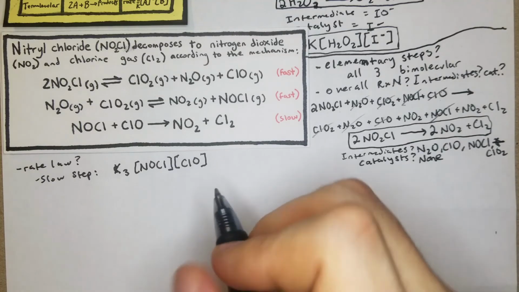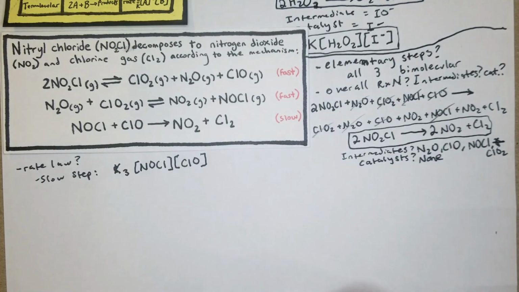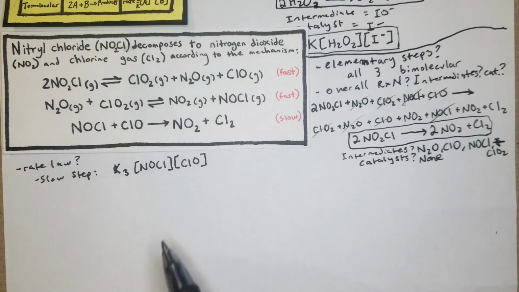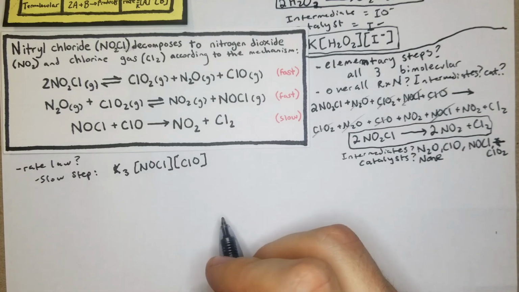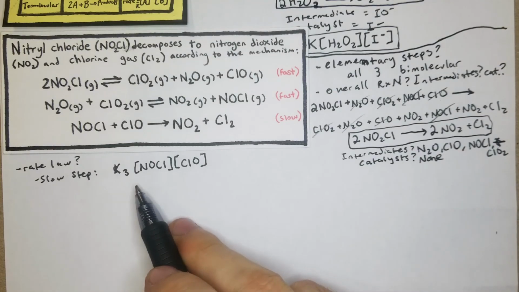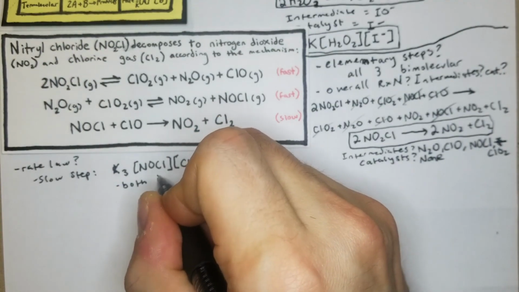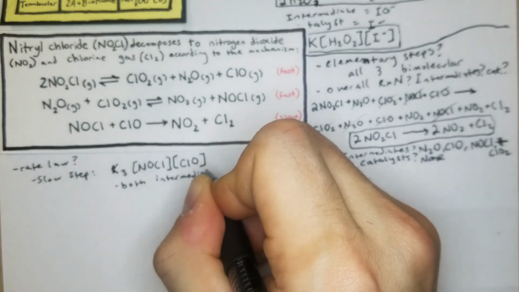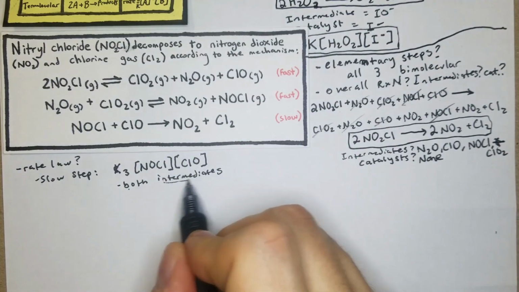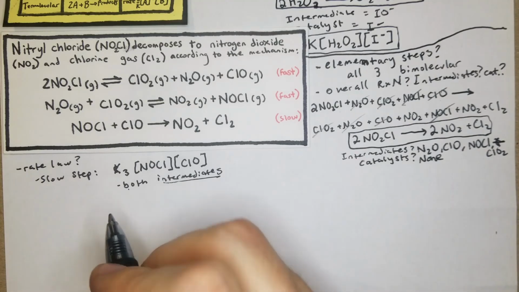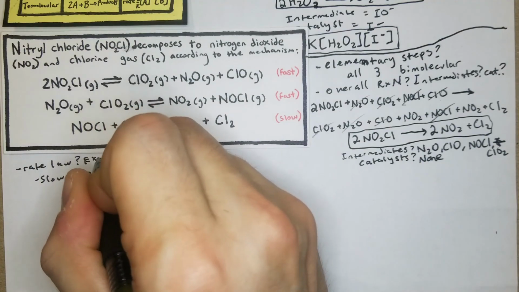So here we have the K3, NOCl, ClO. You can write these as K1, K2, K3 for the corresponding steps. The problem here is this can't be the rate law because they're both intermediates. And you can never have intermediates in your final rate law. So that's kind of a problem. What we're going to have to do is, they can't be in the overall rate law expression. I'm sorry, I should have said expression here.